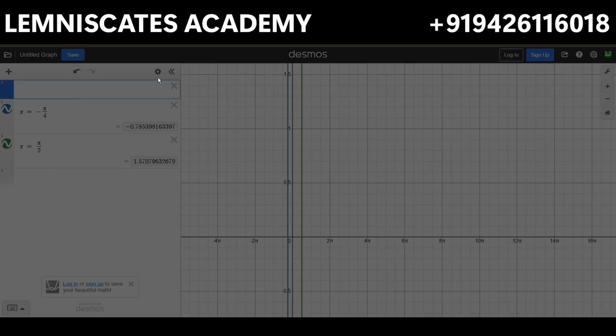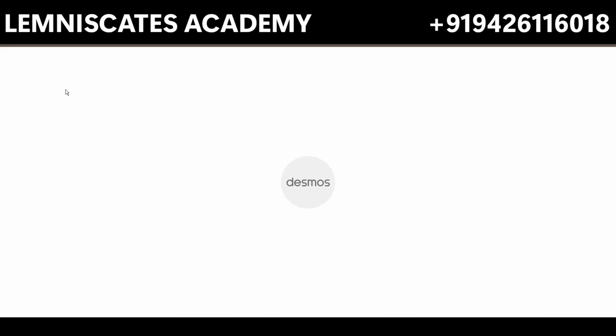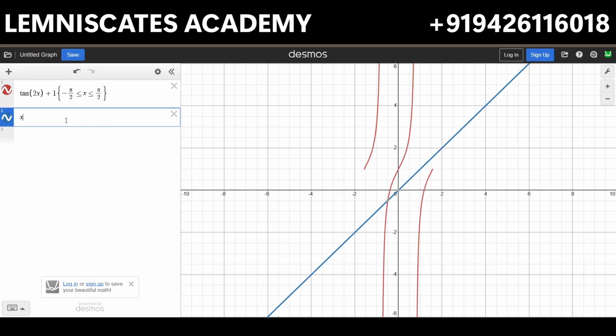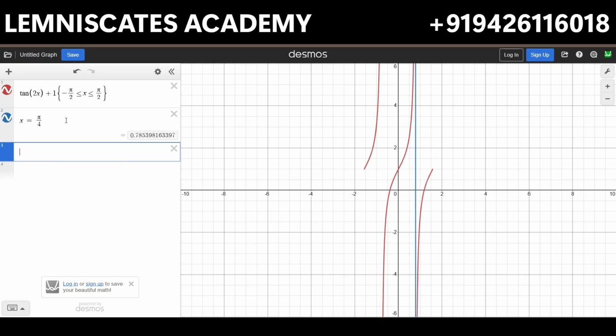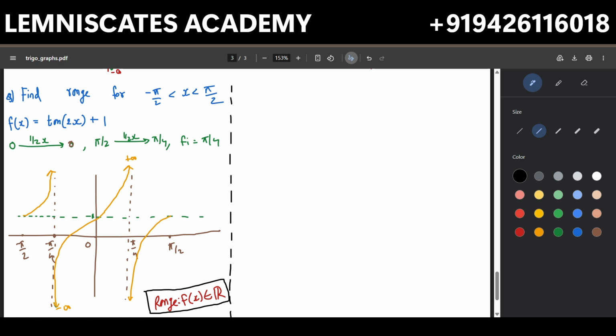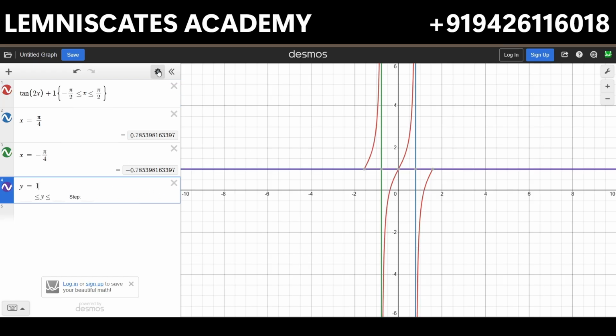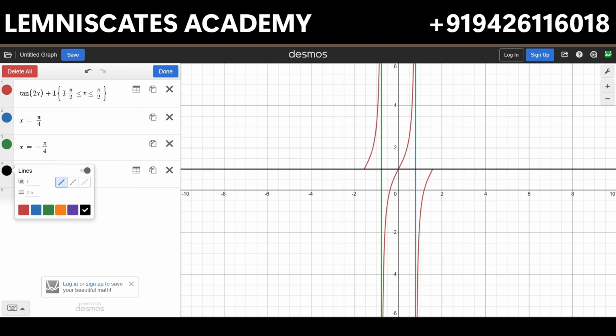I'll just refresh the entire screen so that it looks better now. Yeah, this looks better, right? x equals pi by 4, x equals minus pi by 4. And yeah, this is the graph we had got over here. You can see it's exactly like that. It goes till pi by 2 over here, and this value is at 1. So let me draw y equals 1 also with a dotted line to replicate the graph.